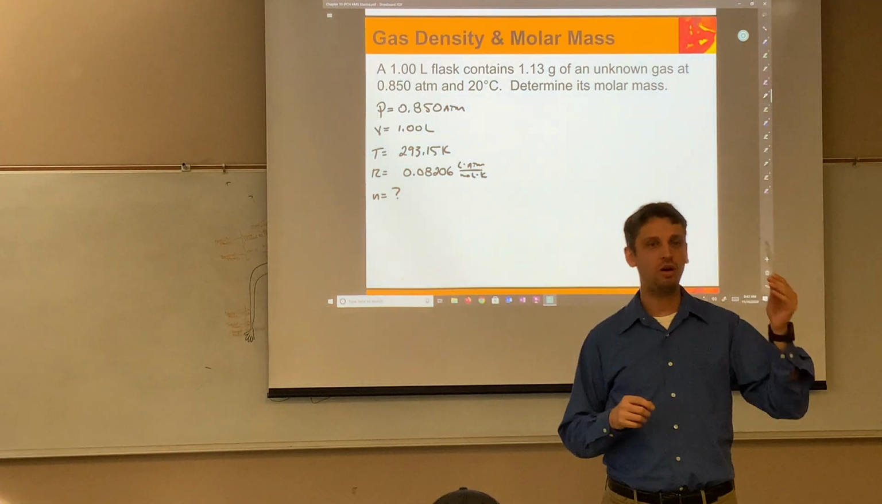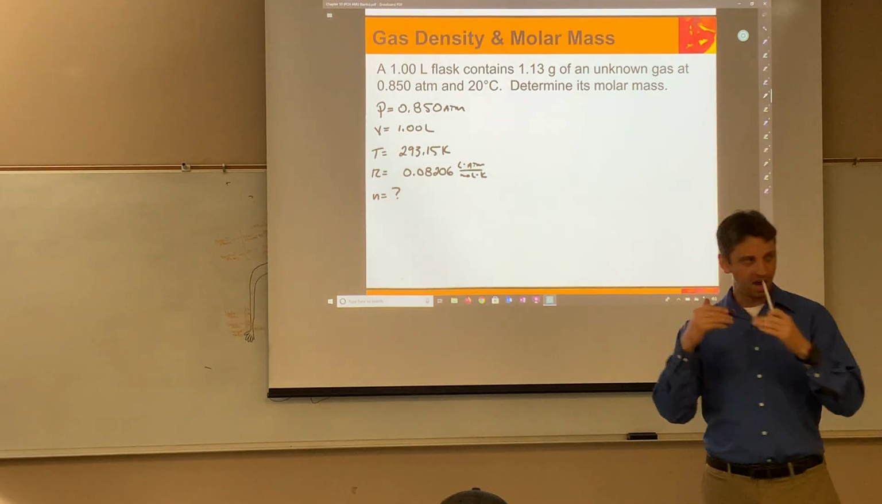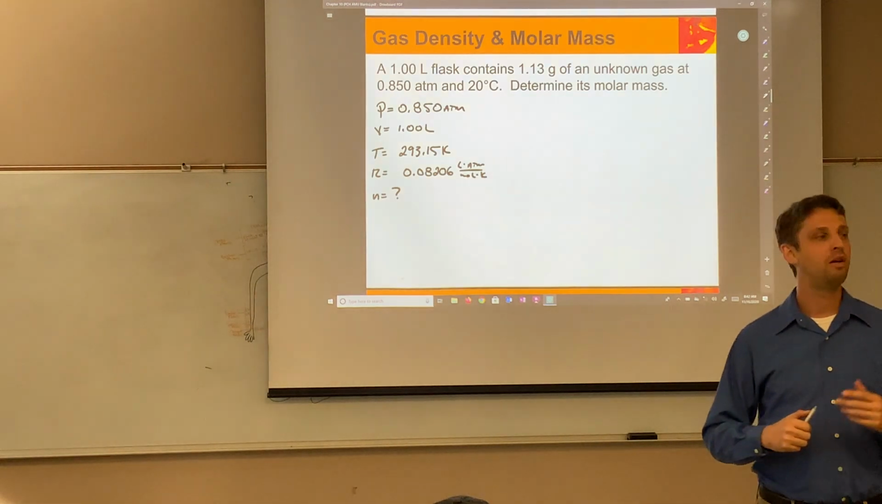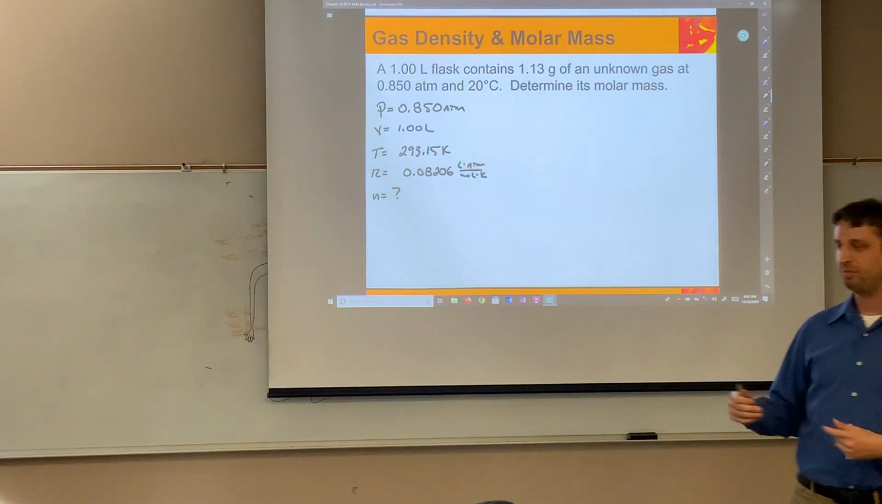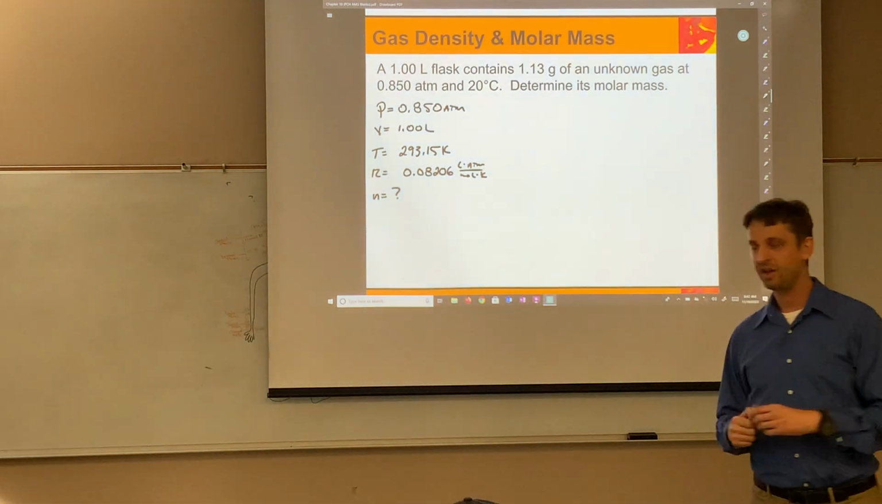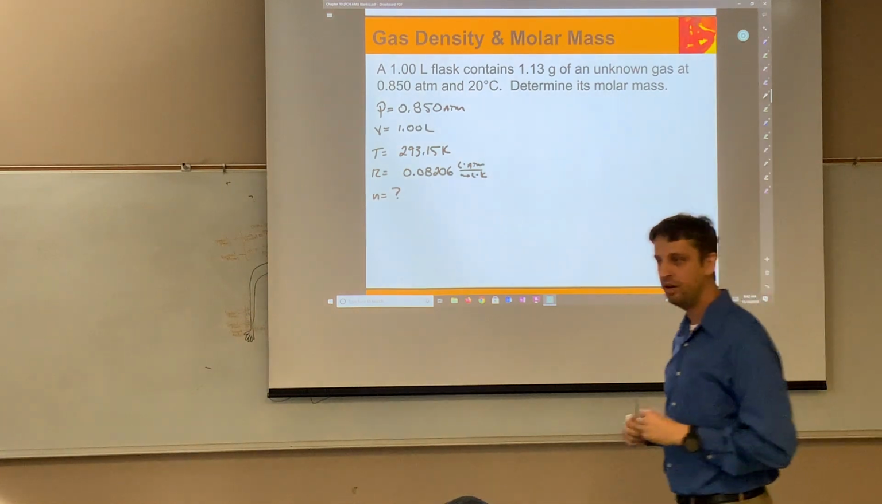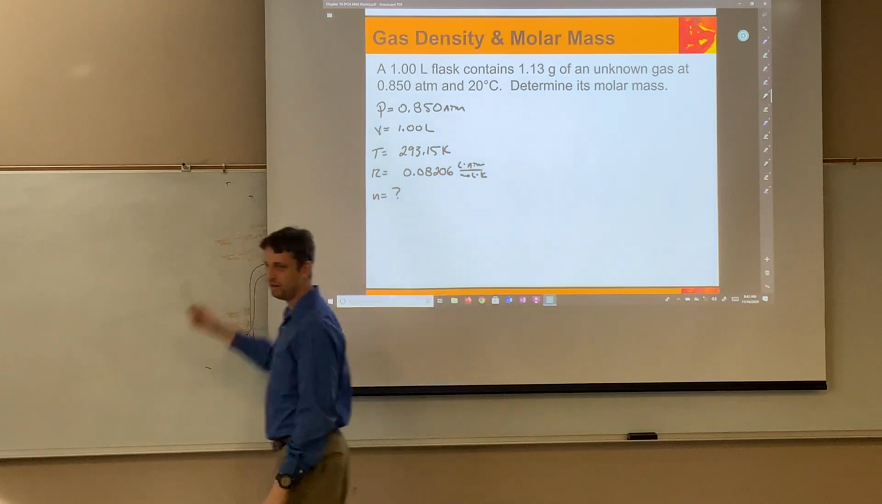Grams per mole. If I give you any information in grams per mole, I'm giving you a molar mass. So we have an unknown gas. Do you know how much that unknown gas weighs? Yes, I told you it weighs 1.13 grams. So now you have mass, so what do we need to figure out? Moles. So we use our ideal gas law to figure out how many moles under these conditions.